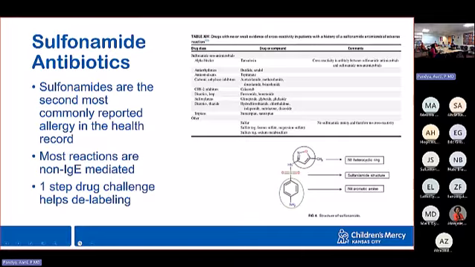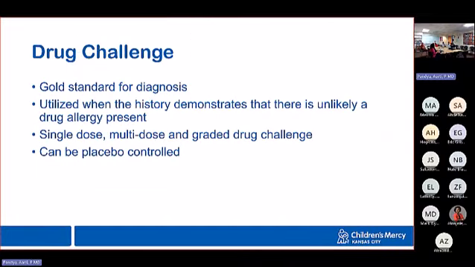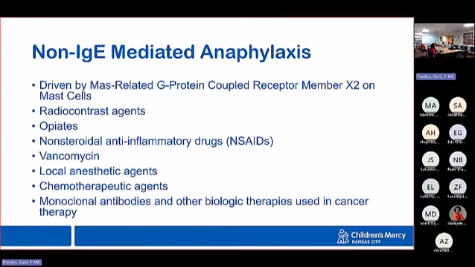In any case, dependent on the drug class, you could have different recommendations on what they can and can't receive. The bottom line here: if the reaction seems very suspicious for a non-IgE mediated reaction, the recommendation is to proceed forward with drug challenge. Drug challenges are the gold standard for diagnosis. It's utilized when the history demonstrates that there's unlikely to be a drug allergy present. It can be single dose, it can be multi-dose, it can be graded, it can be placebo-controlled as well.